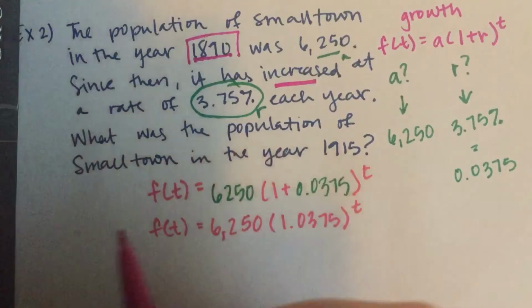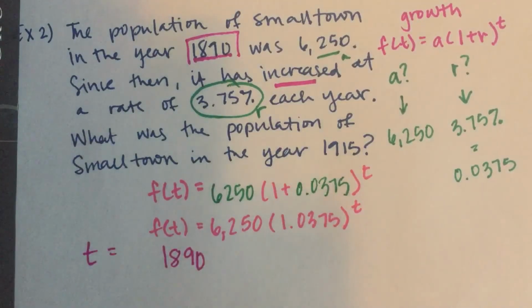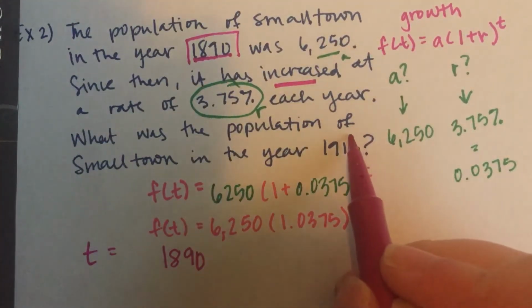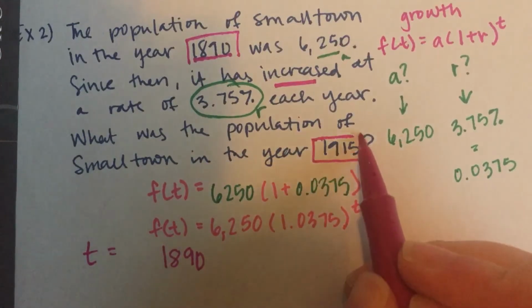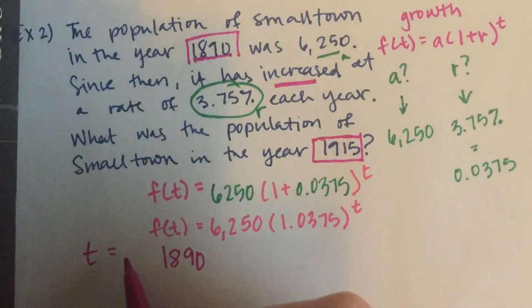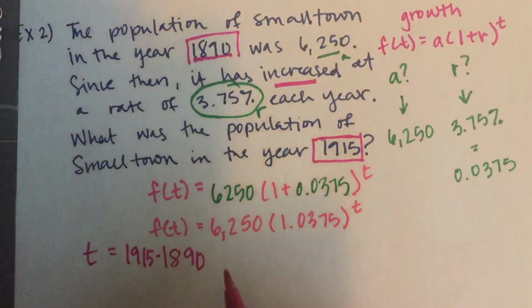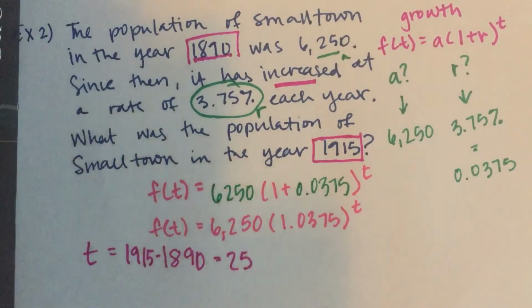Okay, so if I write over here, you can hopefully see this. So we have 1890. But we also have this other number. We want to know in 1915. So we need to figure out how many years took place between 1915 and 1890. So we're going to subtract those two numbers. And 1915 minus 1890 is equal to 25. So we want to know what the population is 25 years after small town started experiencing this growth.